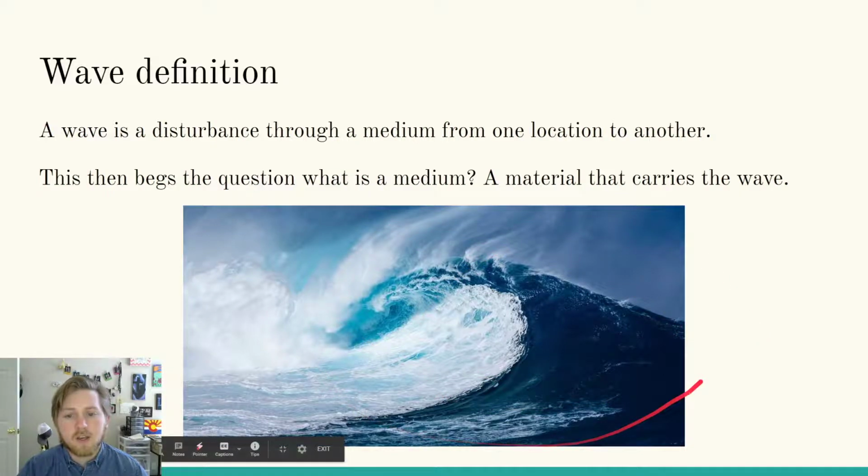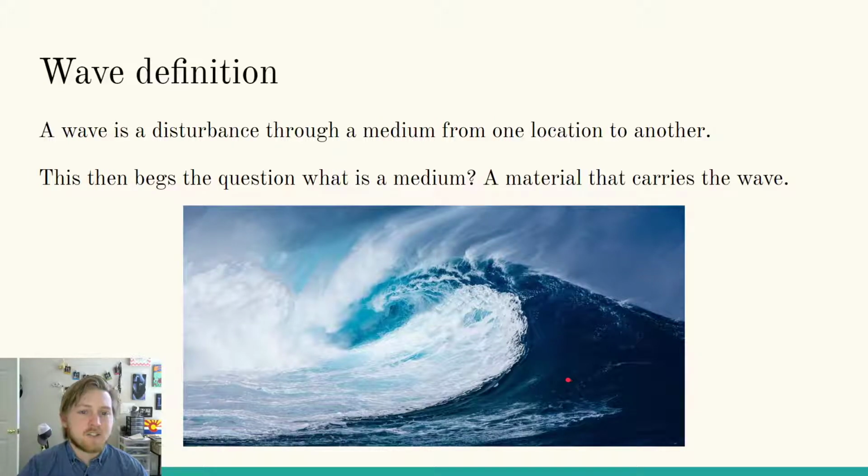So here we have a big wave in water, right? There is this disturbance. It's not flat. The water is really, really disturbed, which is why it's white water here. So if we have a medium, now we need to have another definition. What is a medium? And that is a material that carries the wave.